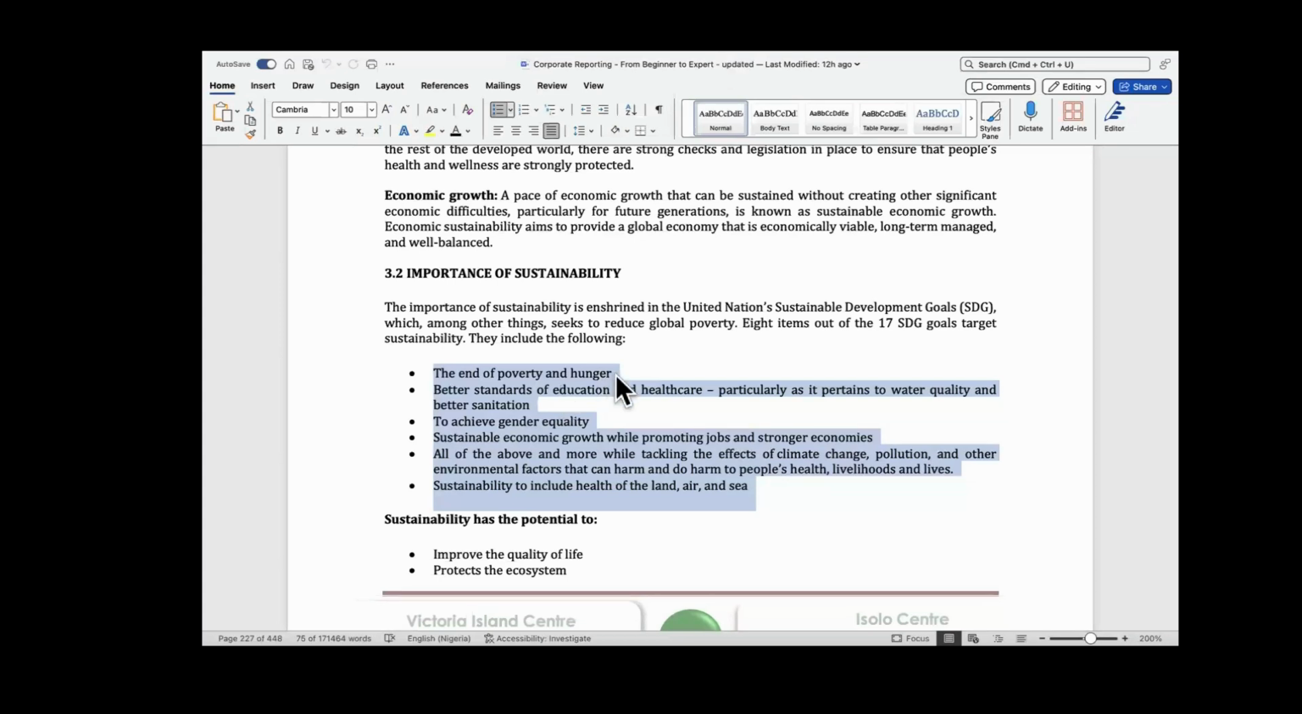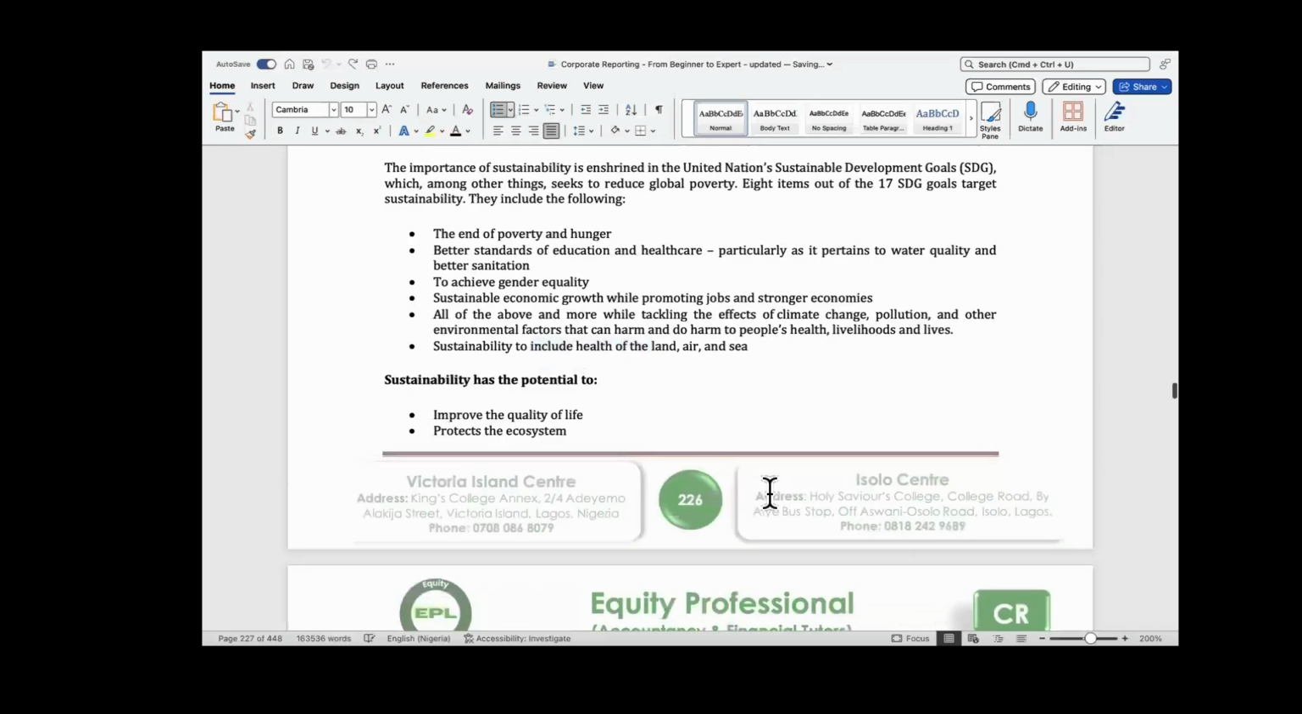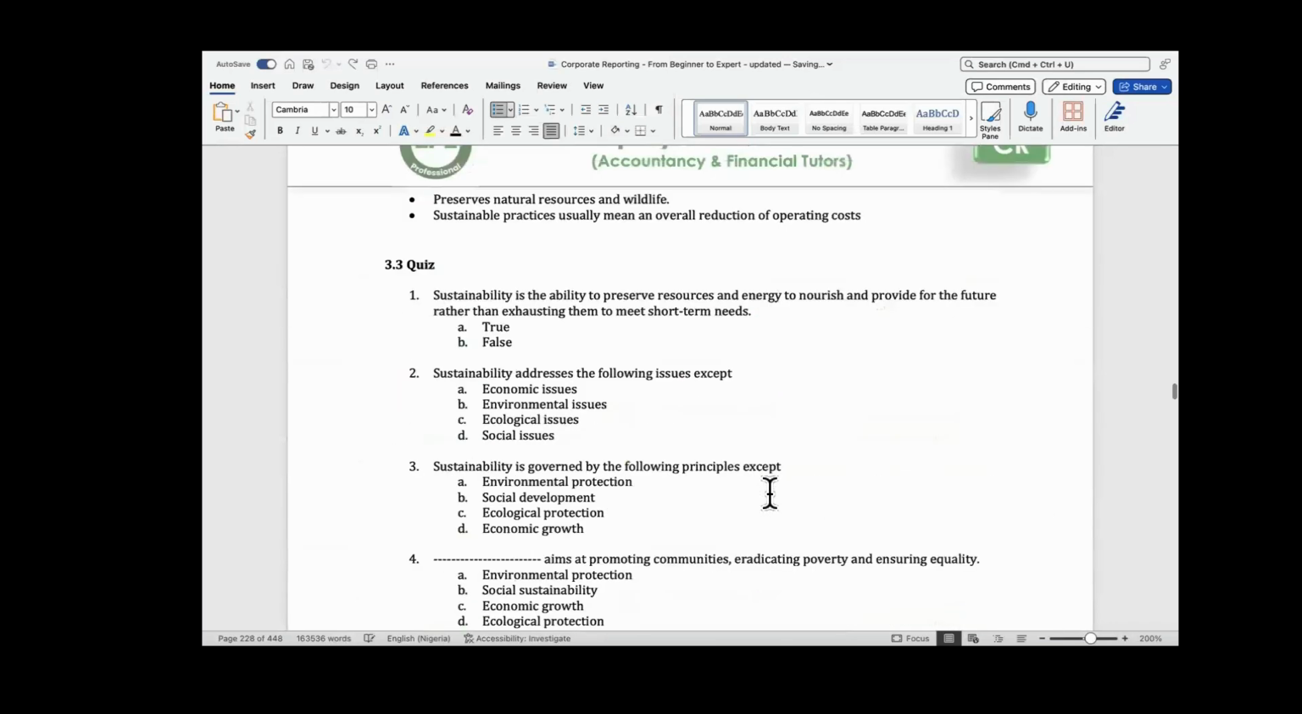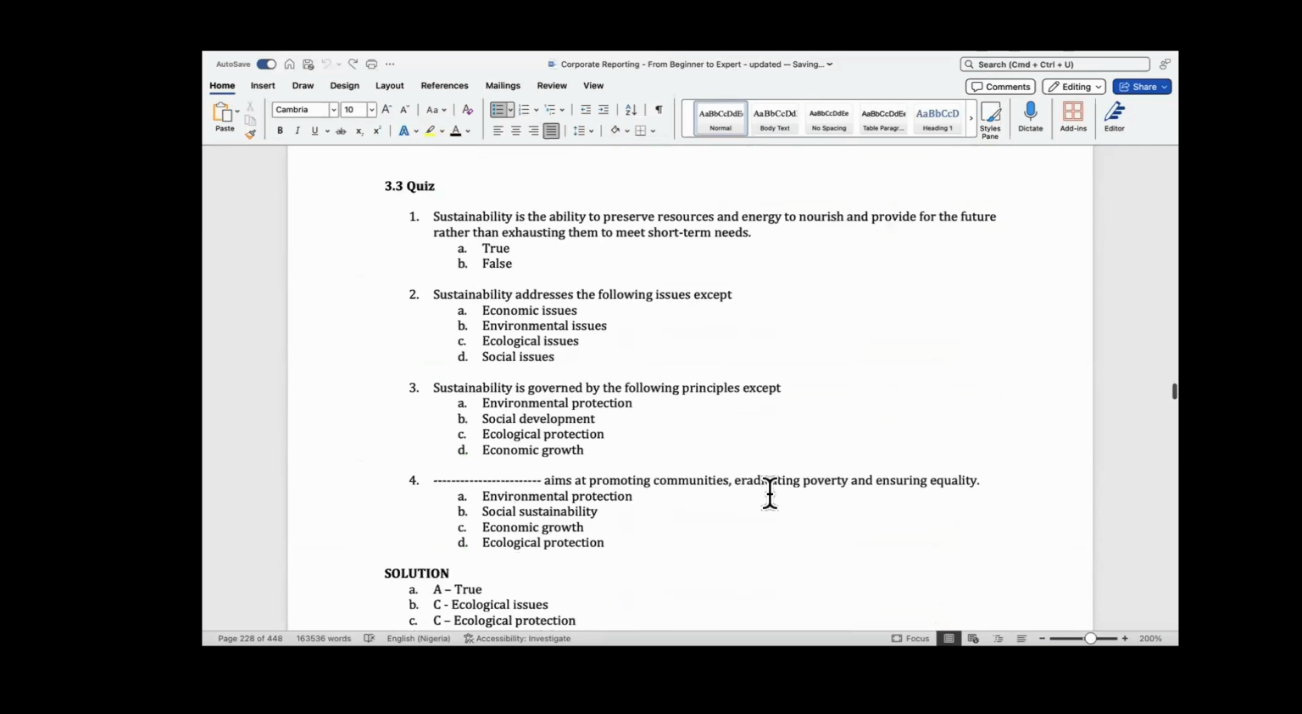Okay, so these are some of the importance of sustainability. Of course, like I've mentioned, end of poverty and hunger, a better standard of education and healthcare, gender equality, sustainable economic growth, climate change, assessing the impact of climate change, maintaining the health of the land, air, and sea, and all of that. These are some of the advantages or importance of sustainability. There are quizzes here, but I won't be able to run through that because of time. These are things I've just talked about.